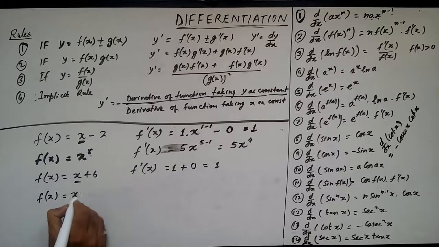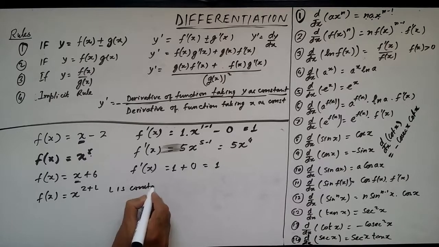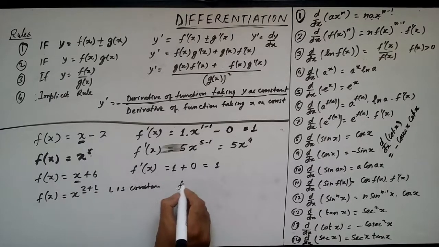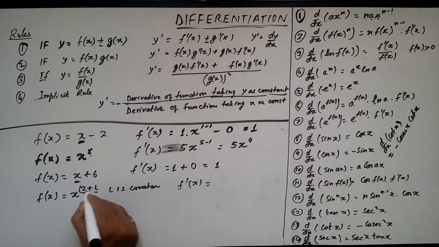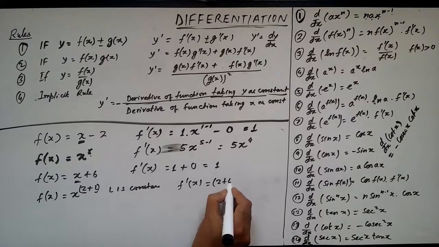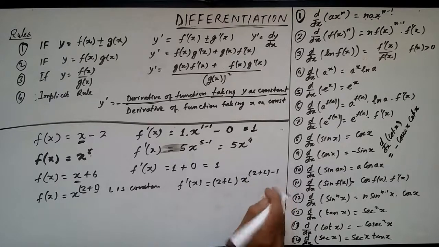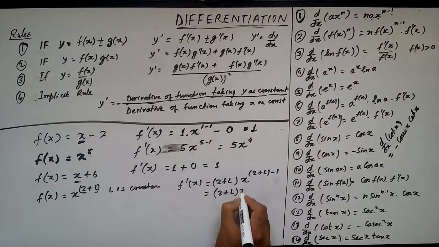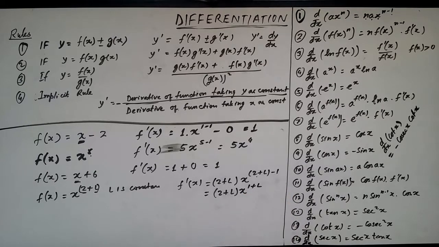Let's take another example. f(x) is equal to x to the power 2 plus L, where L is a constant. So L is a constant and 2 is a constant, so basically 2 plus L is a constant. So the derivative of the function f(x) is, since this is a constant, we can write this constant 2 plus L times x to the power 2 plus L minus 1, applying the basic rule of differentiation. So this is (2 plus L) x to the power 2 plus L minus 1, which is 1 plus L.